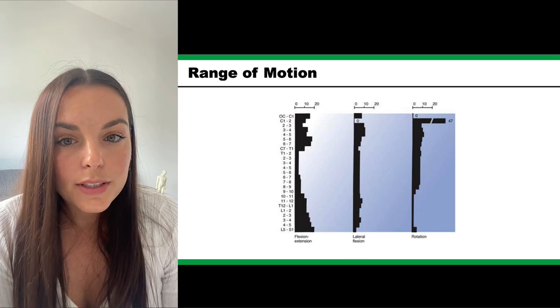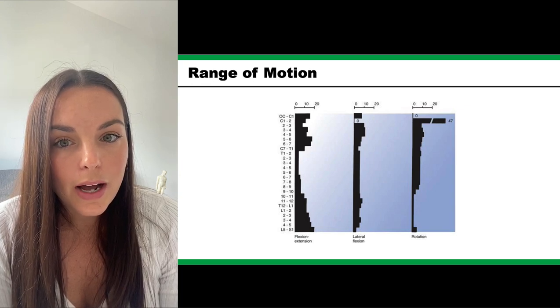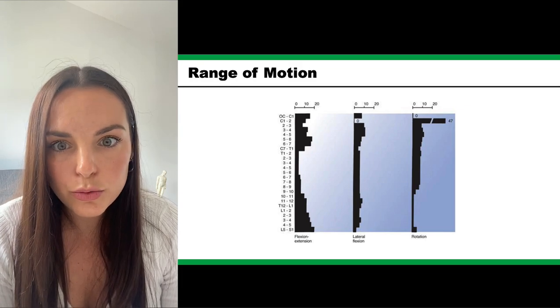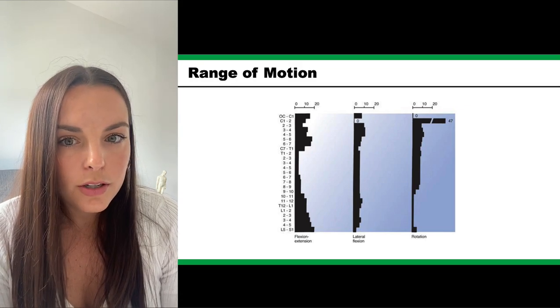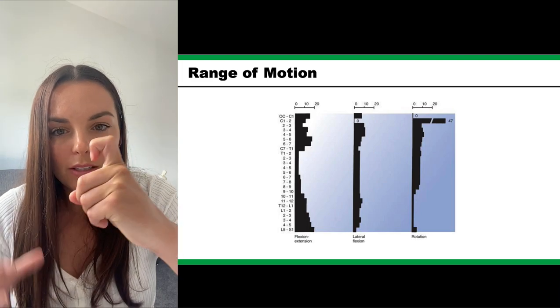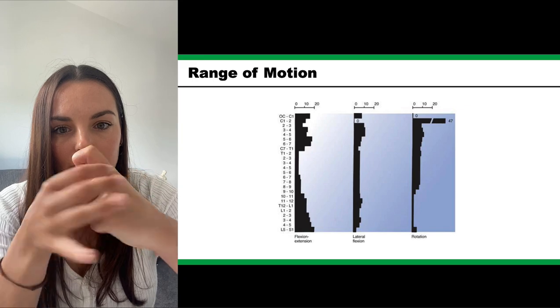Then for C1 to C2, now this is our atlas meeting our axis, also called the atlantoaxial joint. And if you can think back to structural anatomy, this atlantoaxial joint is that joint between the dens of the axis and then the atlas.